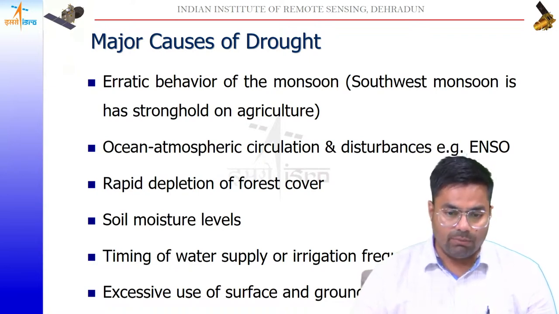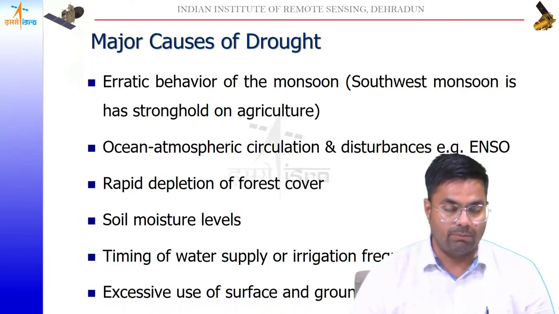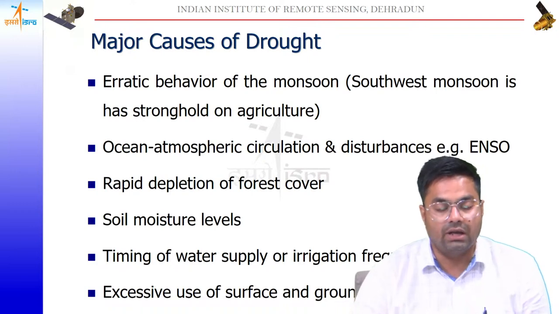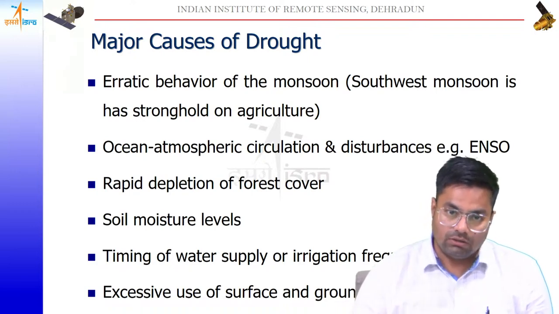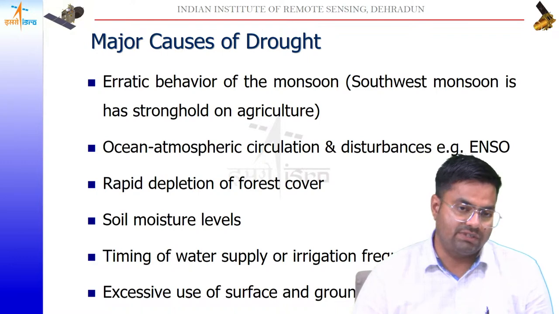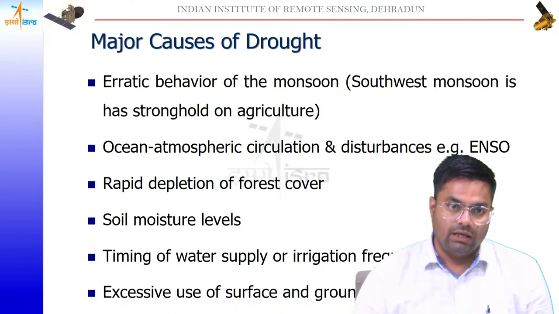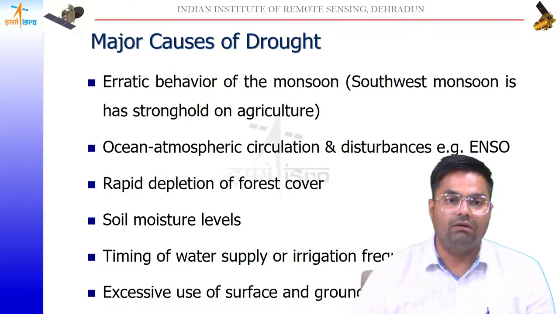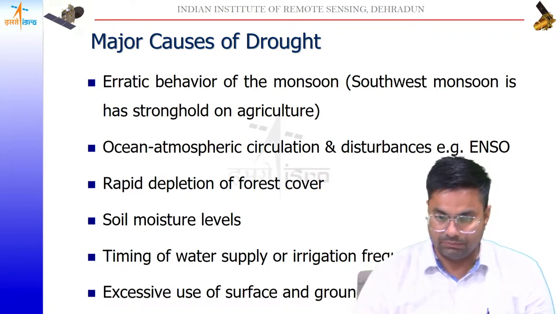So if I'm saying the erratic behavior of the monsoon ultimately has an impact on drought, at the same time, out of our total population, 60% is dependent on agriculture, and their agriculture is mainly dependent on the monsoon season or kharif season. And if rainfall availability is affected, through unavailability of rainfall or erratic behavior of rainfall in any area, it may significantly impact agricultural production or crop growth.